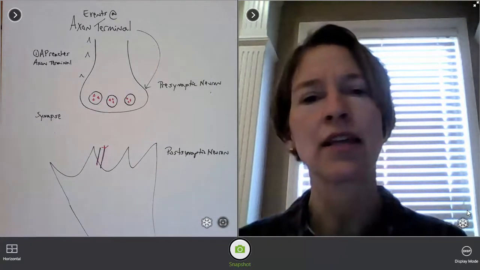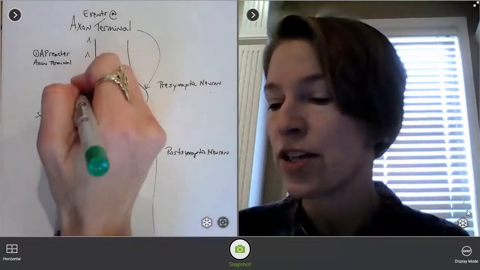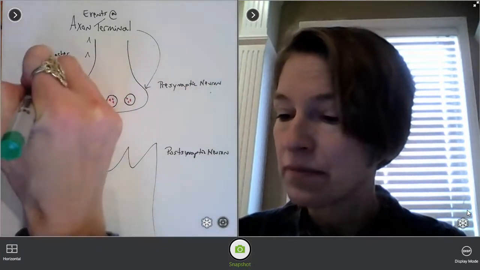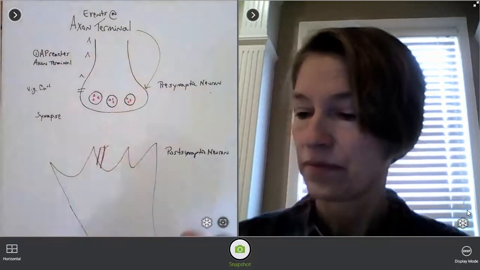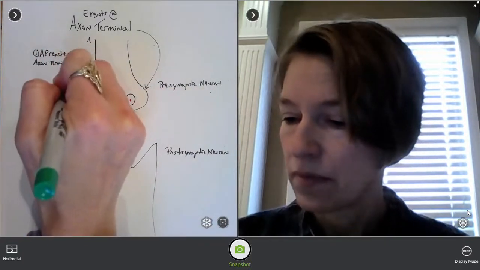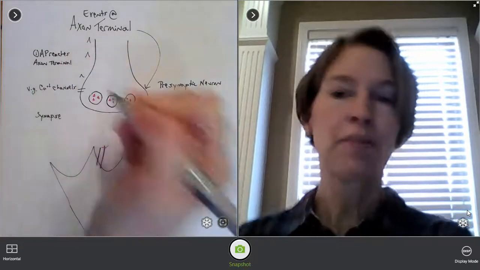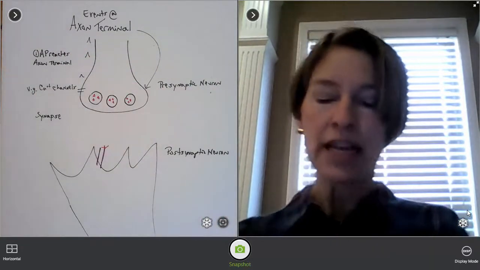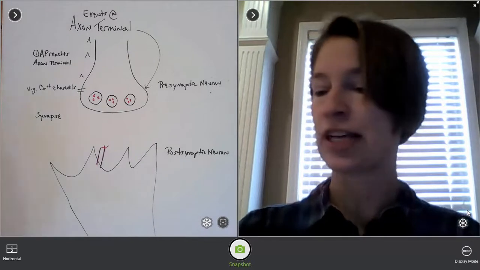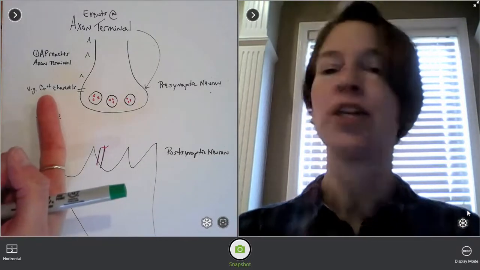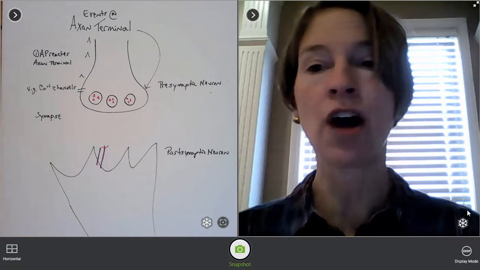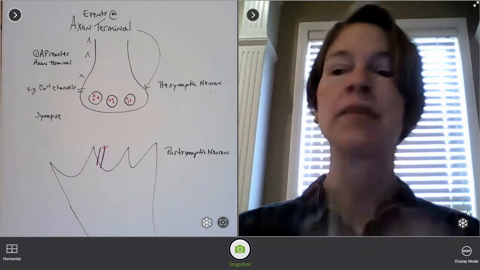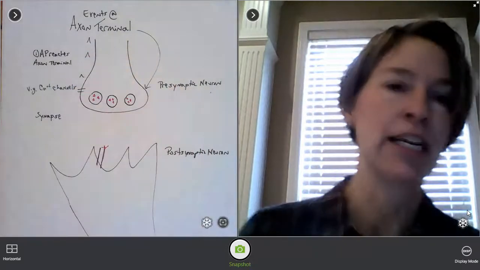Please don't think that these new voltage gated channels, which are at the axon terminal, which are for calcium, that they're part of the action potential. That's a common pitfall that students fall into. They think that these voltage gated channels are part of the action potential. No, the action potential in a neuron looks like a spike. It is only due to sodium and potassium voltage gated channels.